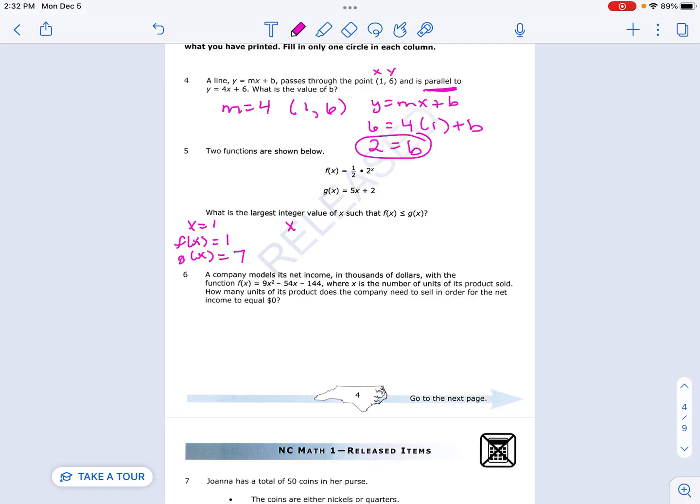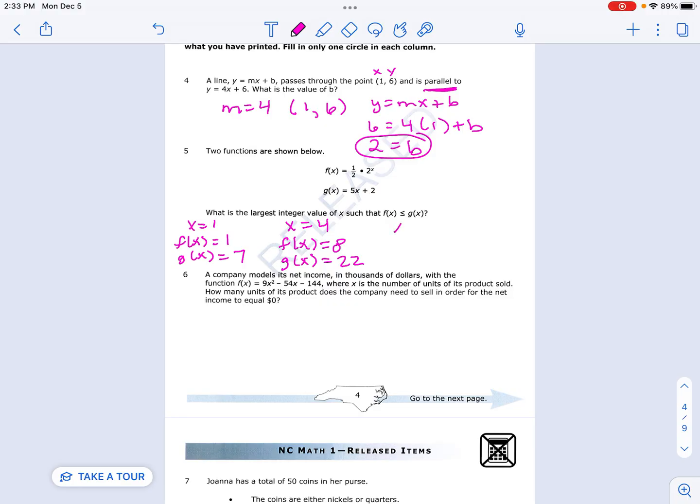So let's try x being 4. And if it turns out the f of x is bigger, then we'll go back and try the other ones. Okay, so 2 to the 4th means 2 times 2 times 2 times 2, which is 16. Half of 16 is 8. G of x, 5 times 4, 20. Plus 2 is 22. So f of x is still smaller.